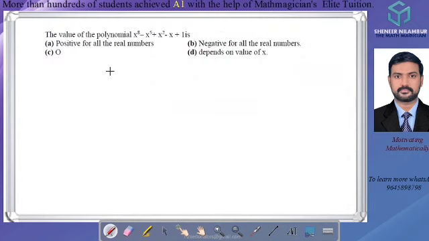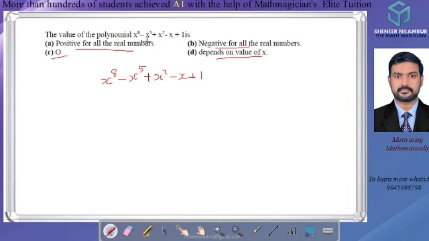Now the next question: the value of the polynomial x raised to 8 minus x raised to 5 plus x square minus x plus 1 is positive for all real numbers, negative for all real numbers, or 0, or depends on the value of x. In this question, we have to observe one thing.